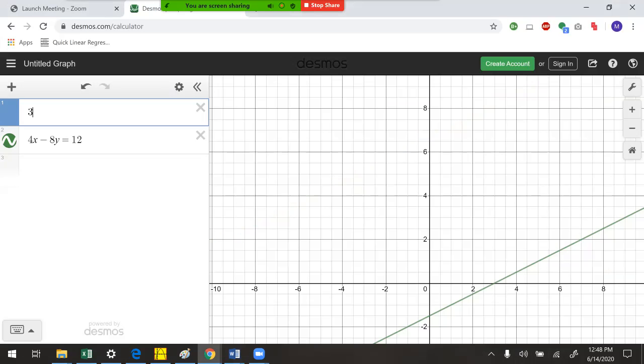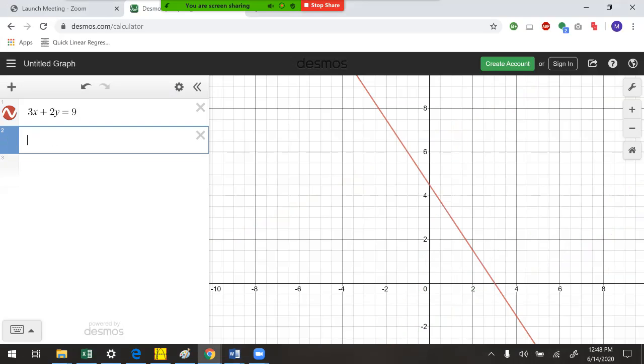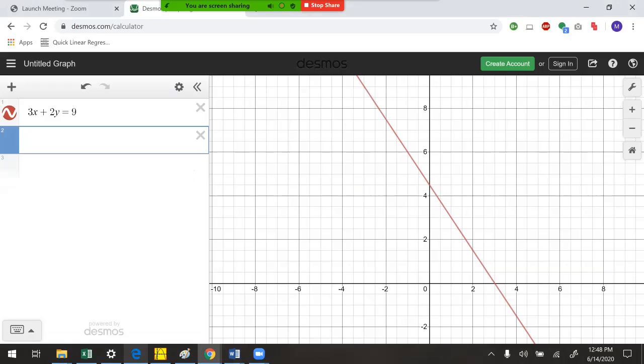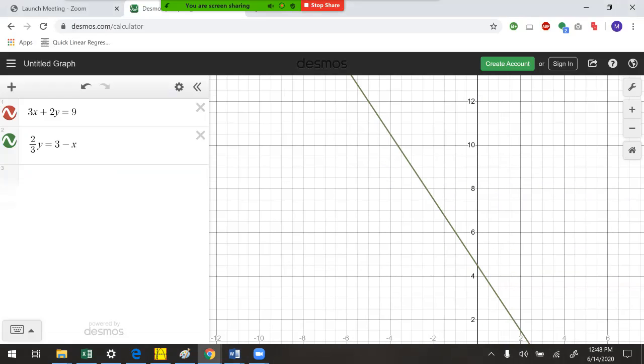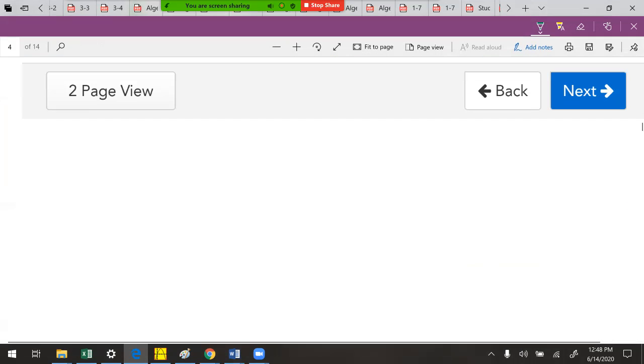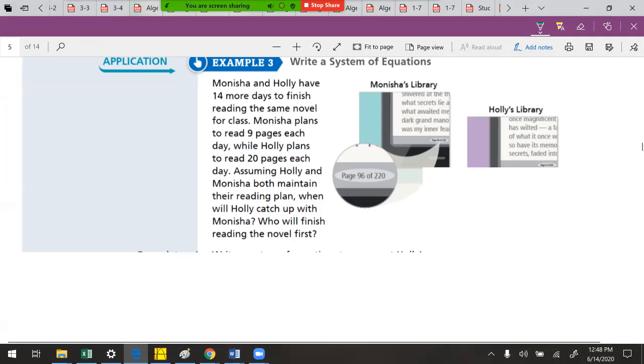3x plus 2y equals 9. Okay, and then the other one, bing, bang, boom, 2/3 y equals 3 minus x. Okay, y equals 3 minus x. Notice how they're the exact same line. Boom, it's infinite. That's simple. It's that simple.